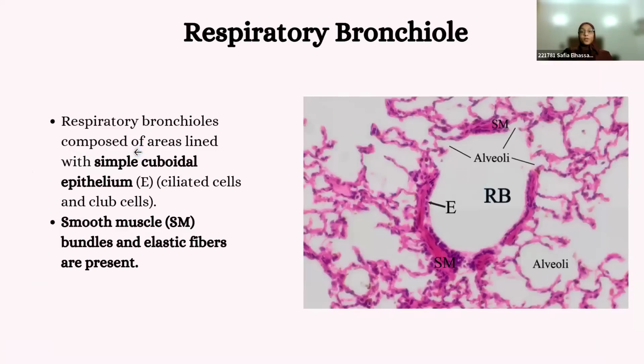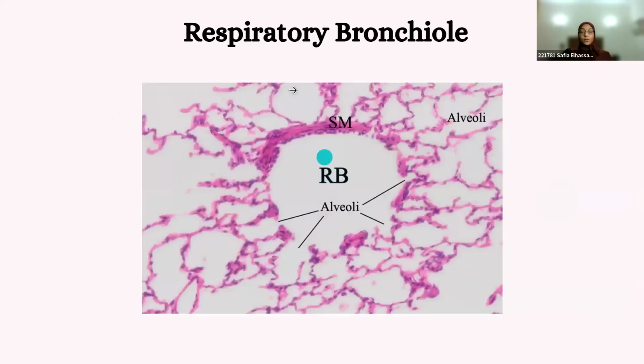Okay, the next bronchiole, or as we go a little bit deeper, would be the respiratory bronchiole. The respiratory bronchiole is made up of simple cuboidal epithelium, ciliated cells, and club cells, and you would also see smooth muscle fibers and elastic fibers. But at this point, you do not have that adventitia outer connective tissue layer, and you do not have the cartilage anymore.